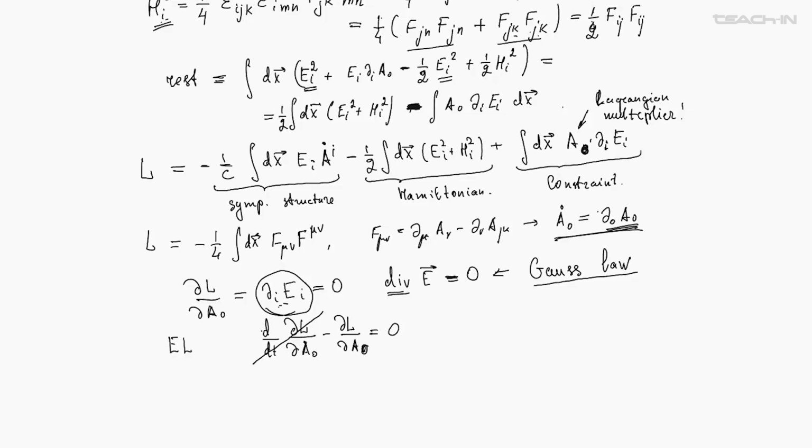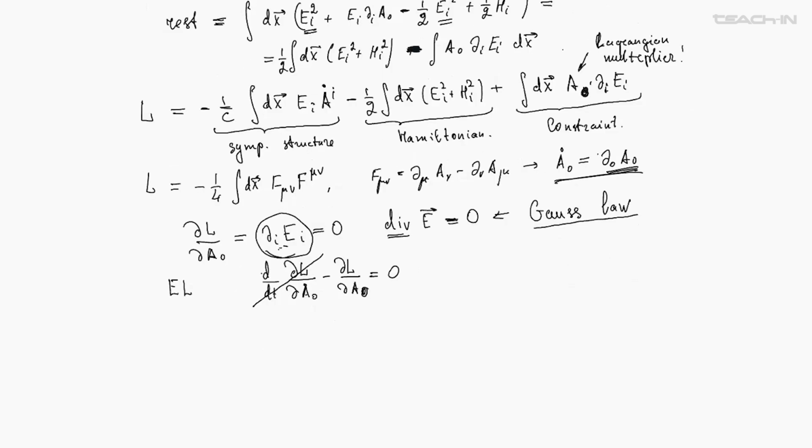Very good. So the Hamiltonian, therefore, I will denote it by H straight and bold, not to confuse it with magnetic field. So H is 1 over 2 integral dx of EI squared plus HI squared. So contribution of magnetic field plus contribution of electric field. This is the Hamiltonian.